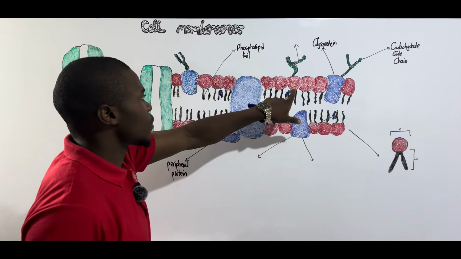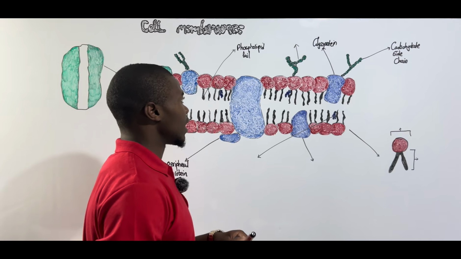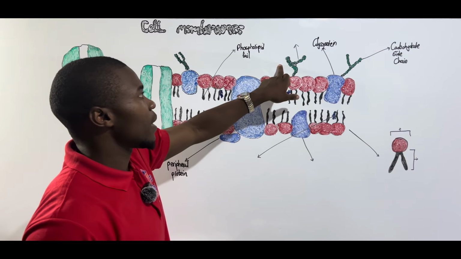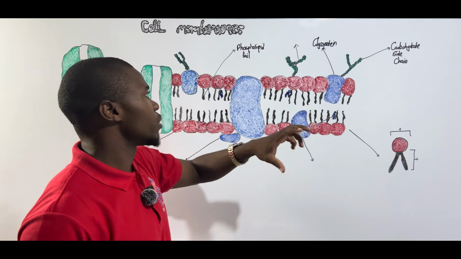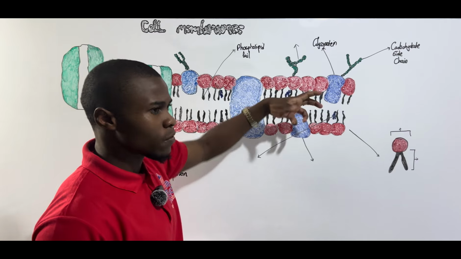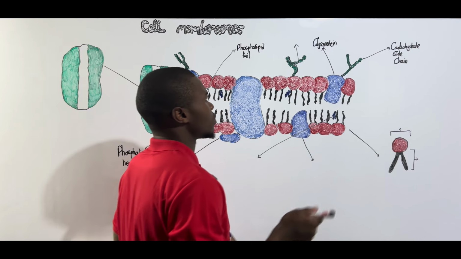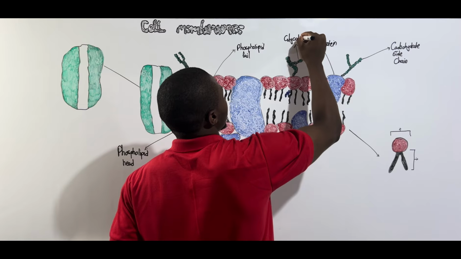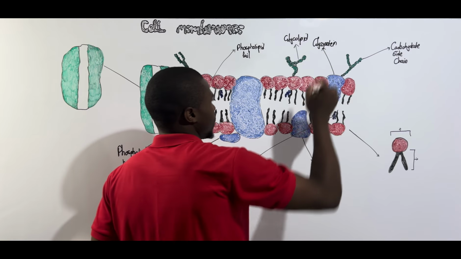We also talk of this here. Now, this structure is called a glycolipid. Why are we saying it's a glycolipid? The carbohydrate side chain is now attached to the lipid, to the phospholipid head. So as a result, we change the name to become glycolipid.